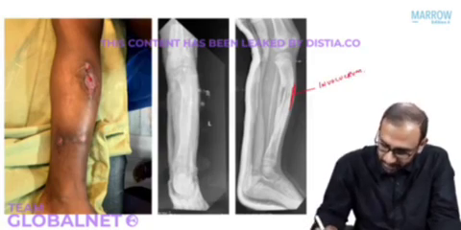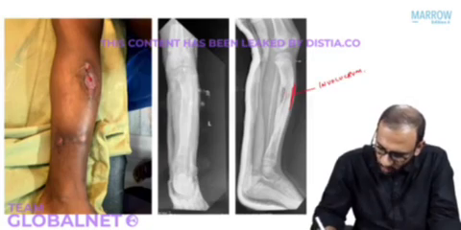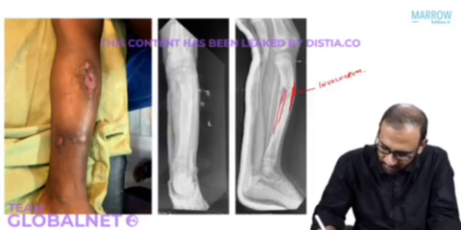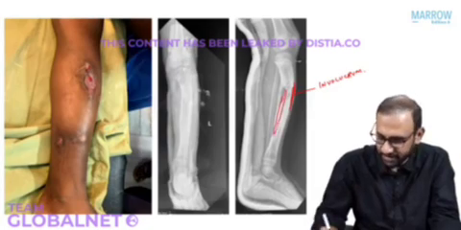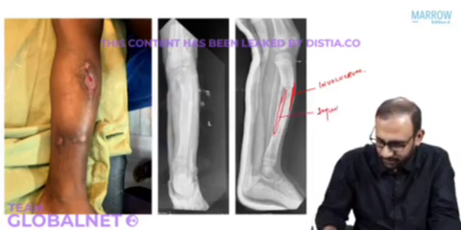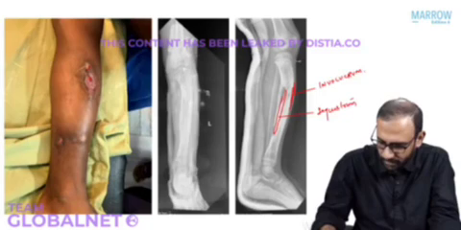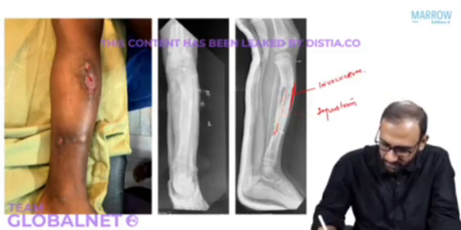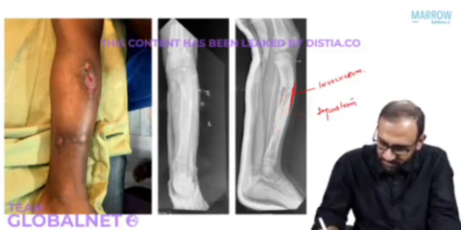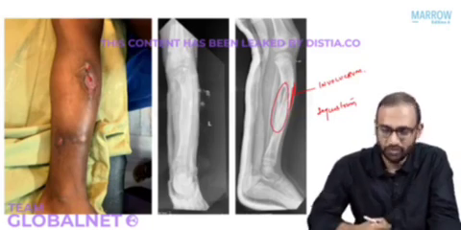Okay, and this dense white long thing that you can see here. I will erase these markings so that you can appreciate the X-ray later. This is sequestrum. Okay, so let me show you without these markings. Can you see this relatively dense piece of structure here? That is what is your sequestrum.